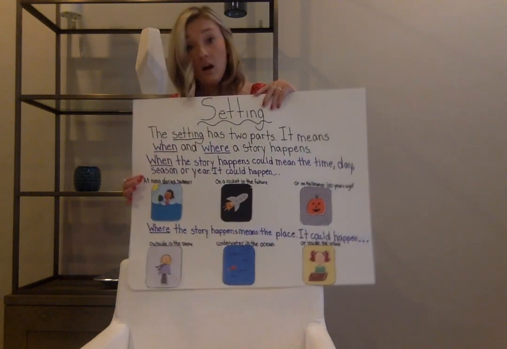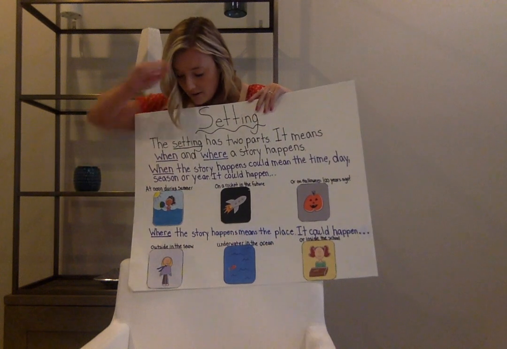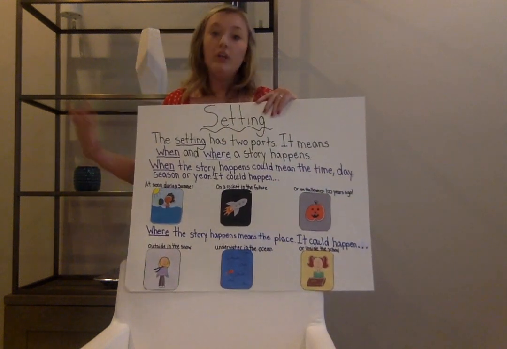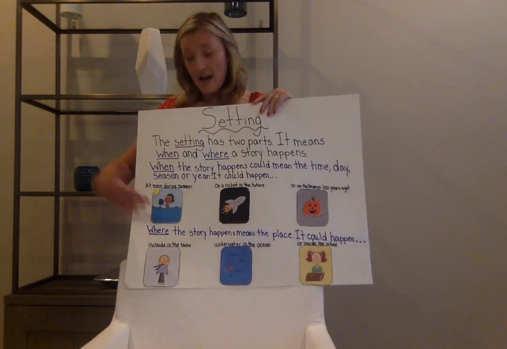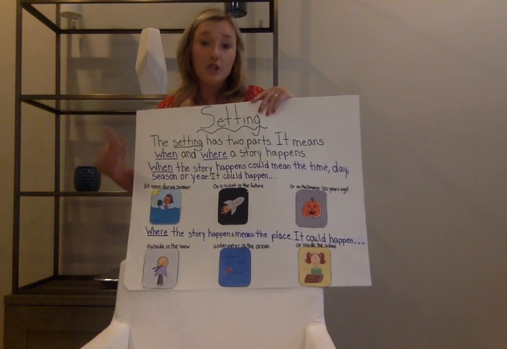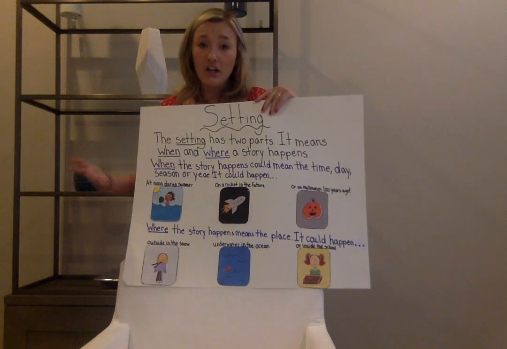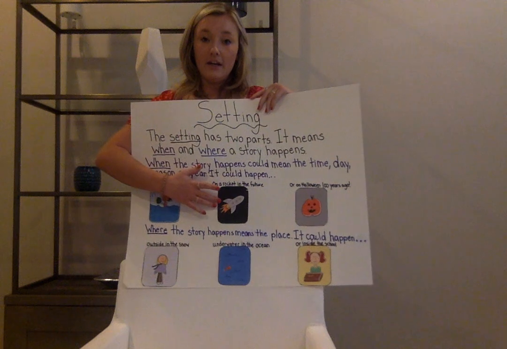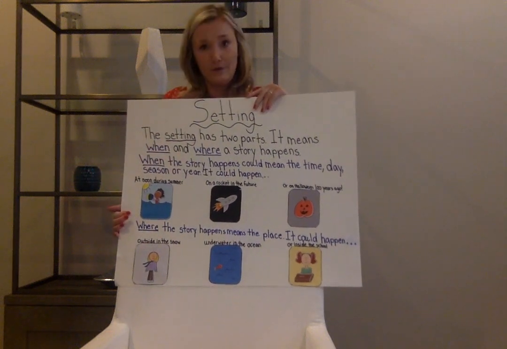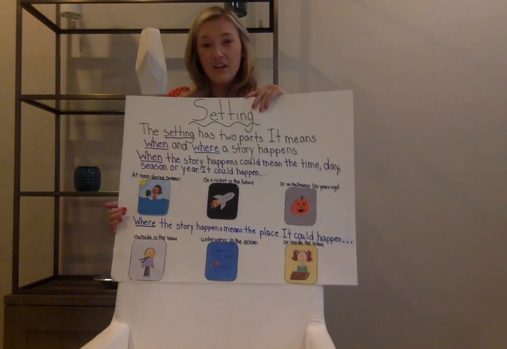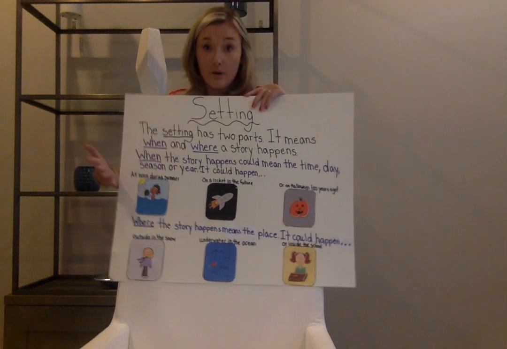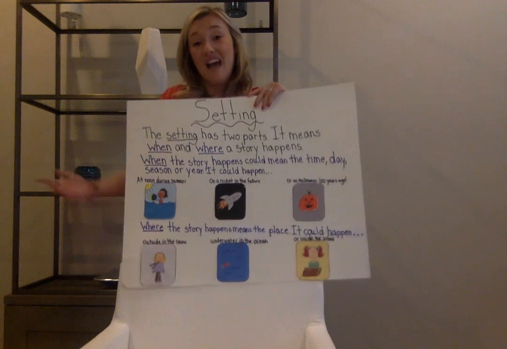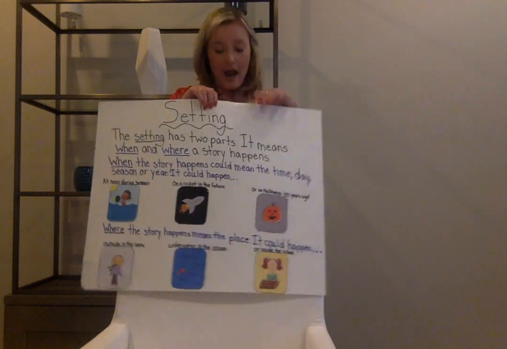So the when of the setting would be at noon during summer. We know it's summer probably because she's outside and it's light outside. Remember, during the day means it's light outside. When it's dark, it means it's night. The second example I have is right here, and it's on a rocket in the future. We know this maybe if we read more about what the story was, but it doesn't look like how it looks for us right now, right? So it's in the future on a rocket.